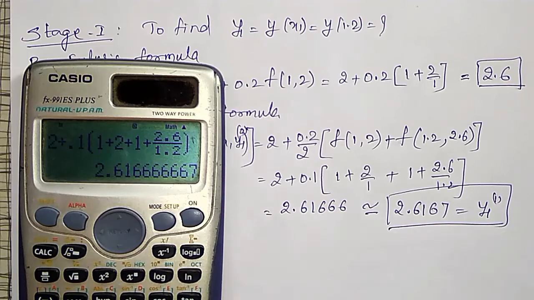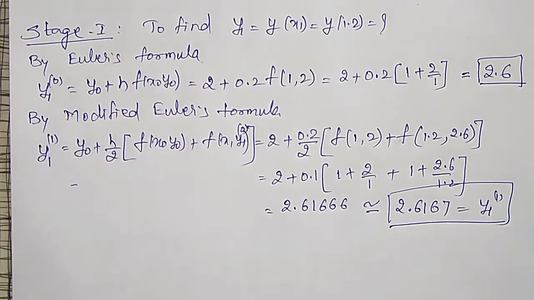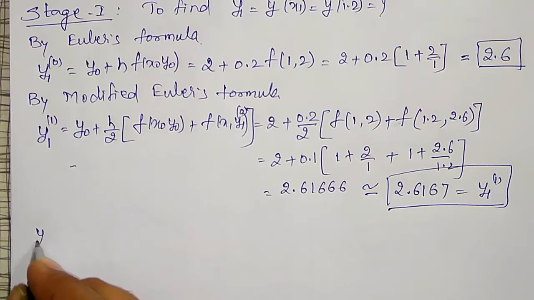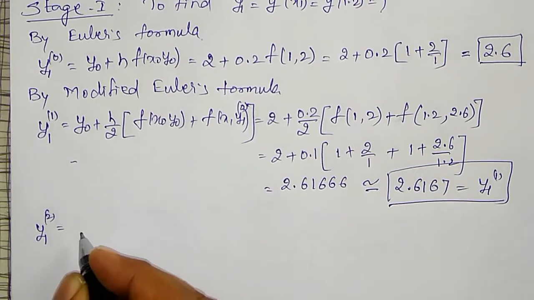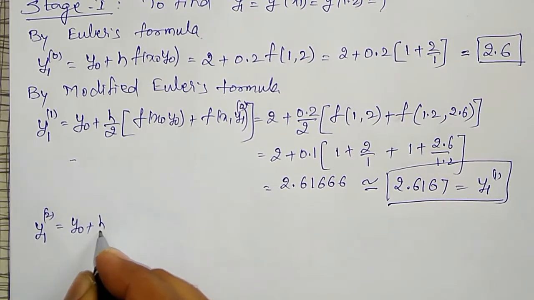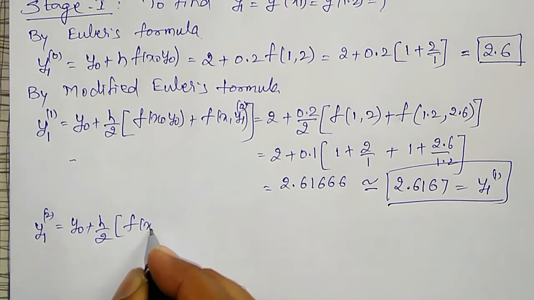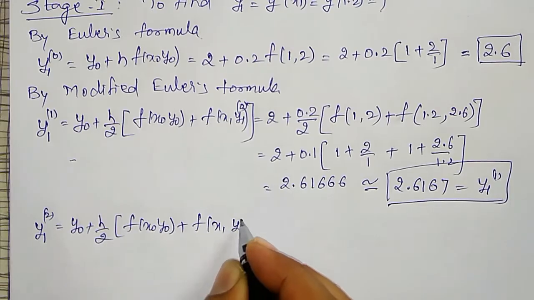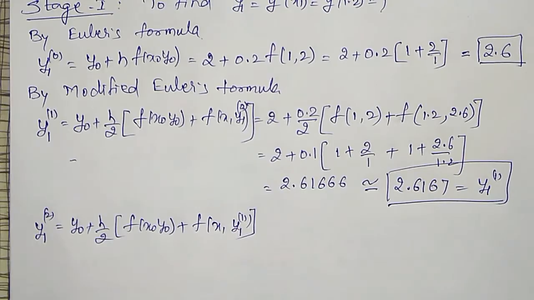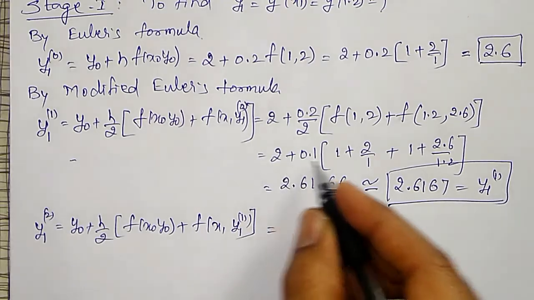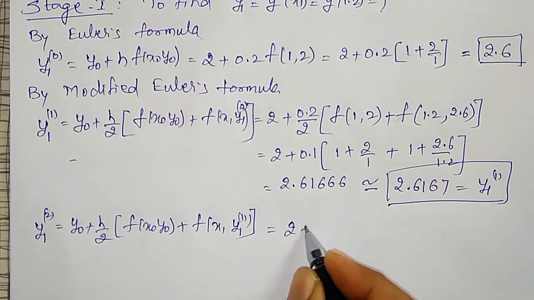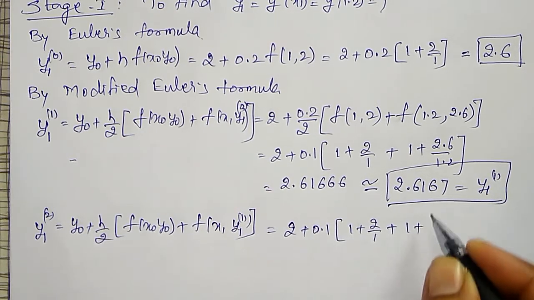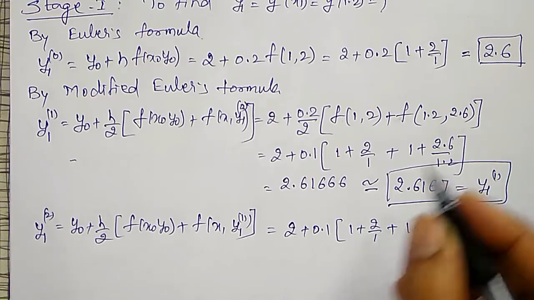And in the problem they have mentioned, in each stage carry out 3 modifications. This is one modification. The second modification: y1 second approximation is given by y0 plus h by 2 into f of x0 y0, same, plus f of x1 y1, first approximation I will use. Only this is a change. Therefore, I can write this step directly now. That is 2 plus 0.1 into 1 plus 2 divided by 1 plus 1 plus this 2.6, that is y1 first approximation.